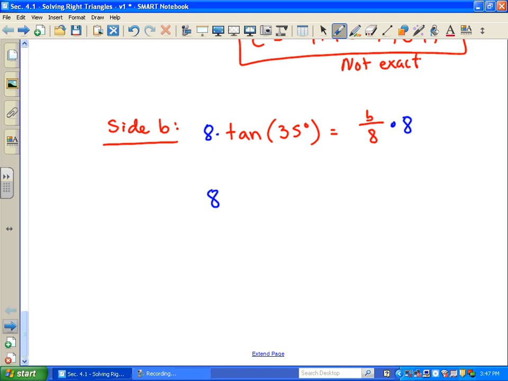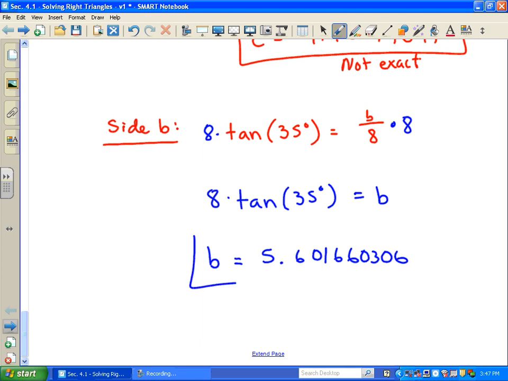So we'll have 8 times the tangent of 35 degrees equals b. All right, we can plug in 8 times the tangent of 35 degrees on our calculator, and we'll find out that our missing side here is 5.601660306. Okay, and now we have solved our triangle. We have all the missing information that we need, our 2 other sides and our 1 other angle.